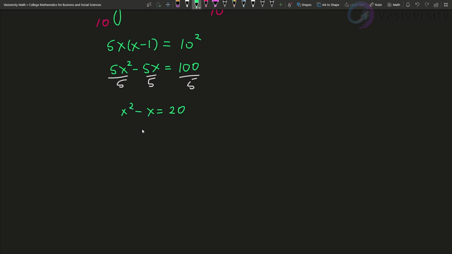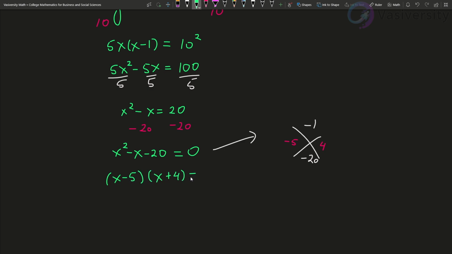So if we subtract 20 from both sides, we're going to have x squared minus x minus 20 is equal to 0. Okay, now let's go ahead and solve this quadratic equation by factoring. Something plus something is -1, something times something is -20. So we can think about -5 and 4, because -5 plus 4 is -1, and -5 times 4 is -20. So we will have x minus 5 times x plus 4 is equal to 0.